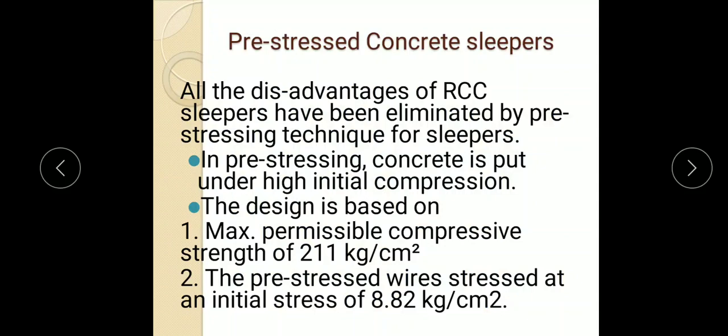Next type is the pre-stressed concrete sleepers. All the disadvantages of RCC sleepers have been eliminated by the pre-stressing technique for sleepers. In pre-stressing, concrete is put under high initial compression. The design of pre-stressed concrete sleeper is based on, first, a maximum permissible compressive strength of 211 kg per centimeter square, and the second criterion for design is the pre-stressed wires stressed at an initial stress of 8.82 kg per centimeter square.